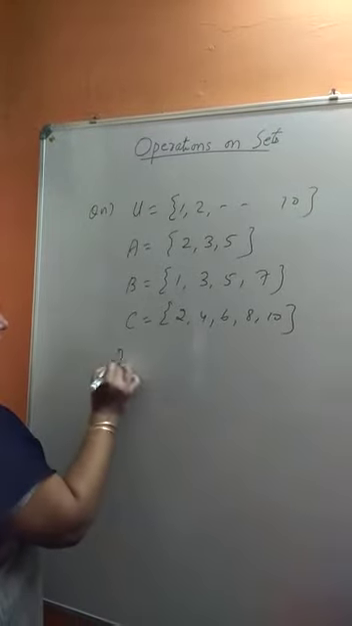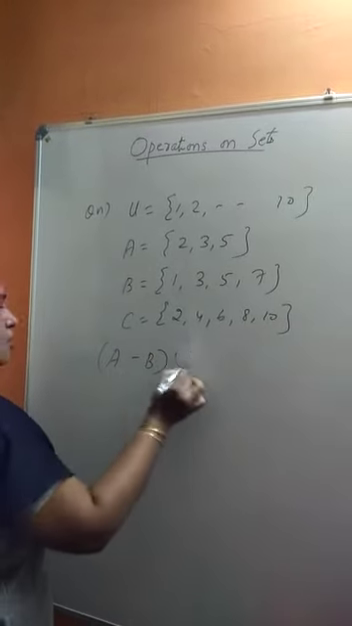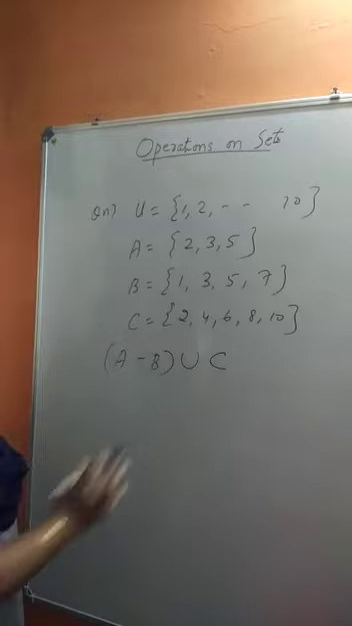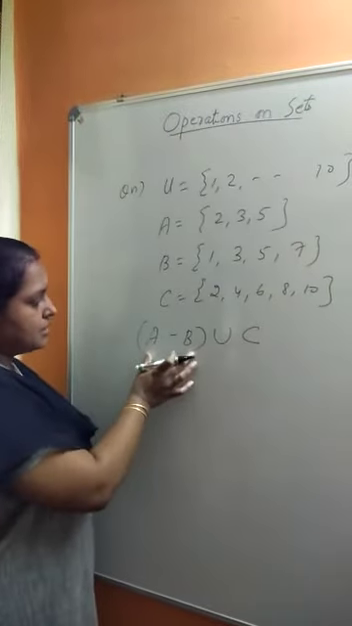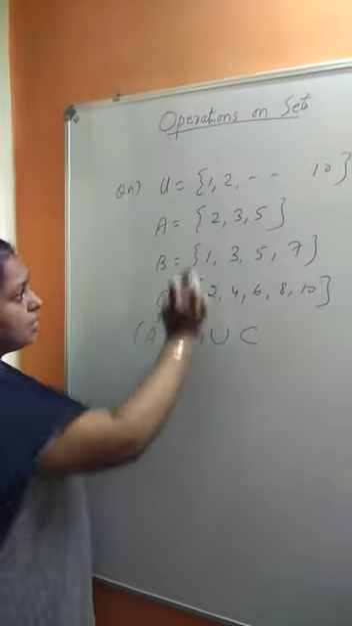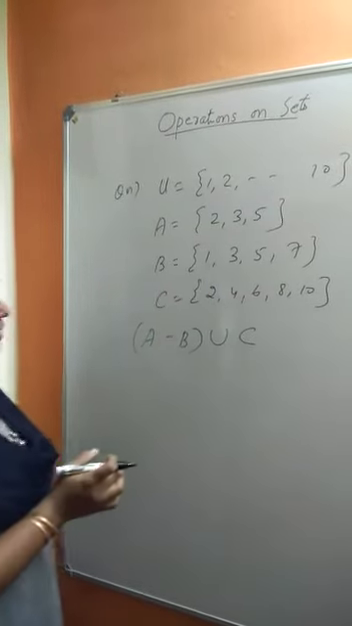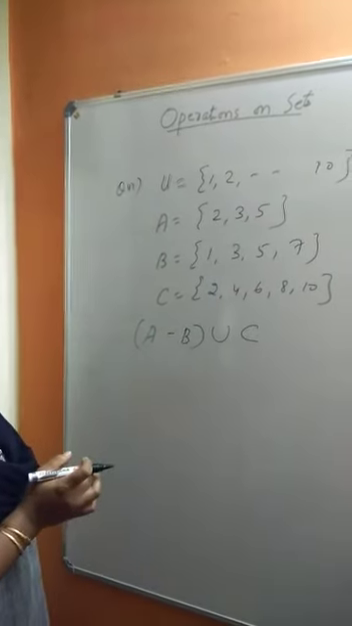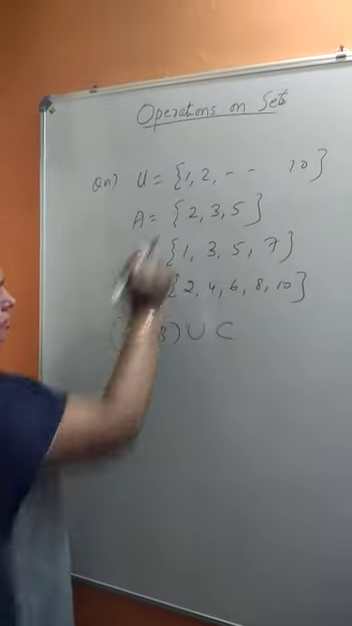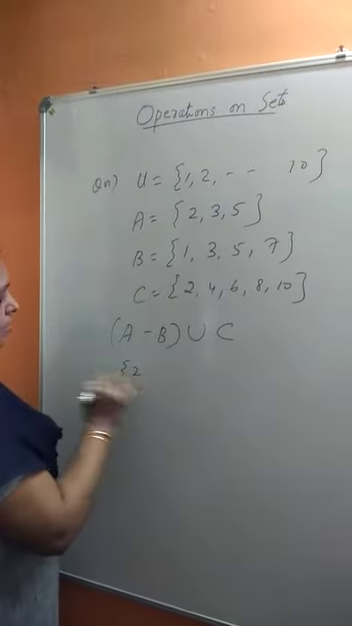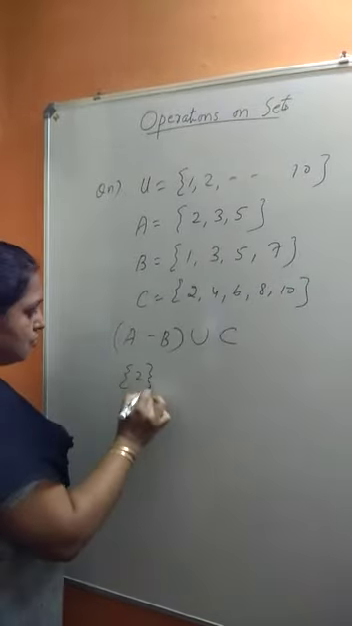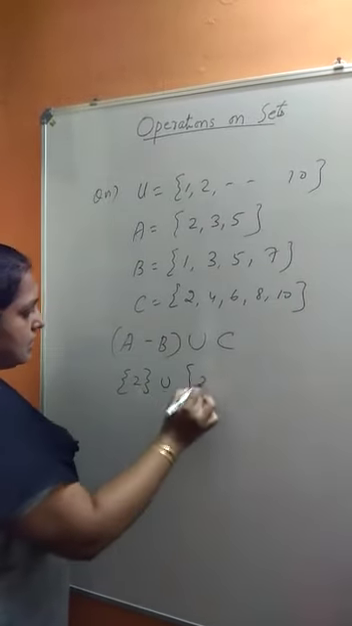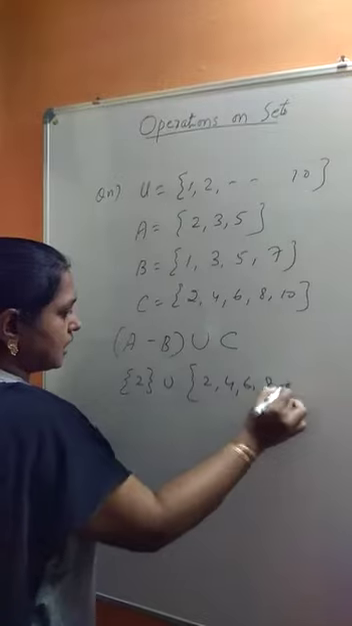Suppose we want to find (A minus B) union C, which means more than one operation is there. So first we will simplify this bracket. What is A minus B? A minus B means we have to choose those elements of A which are present in A only, not in B. So here we can see that 2 is present in A only, 3 is there in B also, 5 is there in B also. So {2} union C. C is {2, 4, 6, 8, 10}.